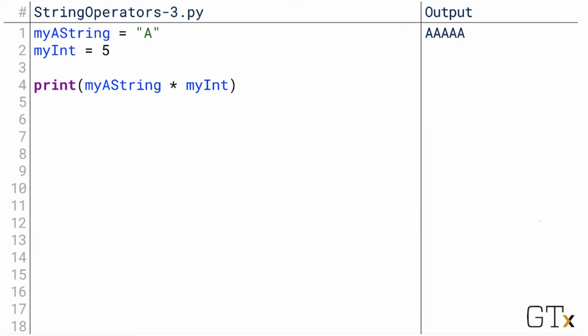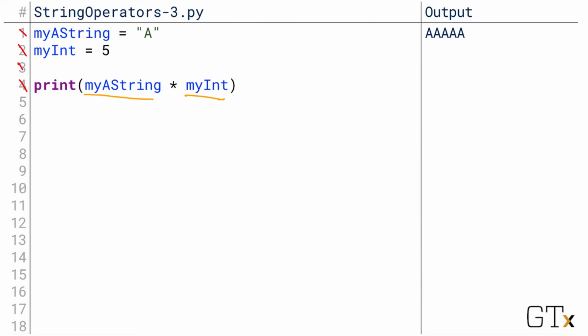Finally, there's one last surprising instance of operators understanding their context. It happens when we try to multiply a string by an integer. That doesn't sound like it makes any logical sense to us, does it? How do you multiply text by a number? Python, interestingly enough, has an interpretation for this. In this code, we create a string called myAstring with the value a again, and we create a variable named myInt that holds the integer 5. On line 4, we try to multiply that string by that integer.